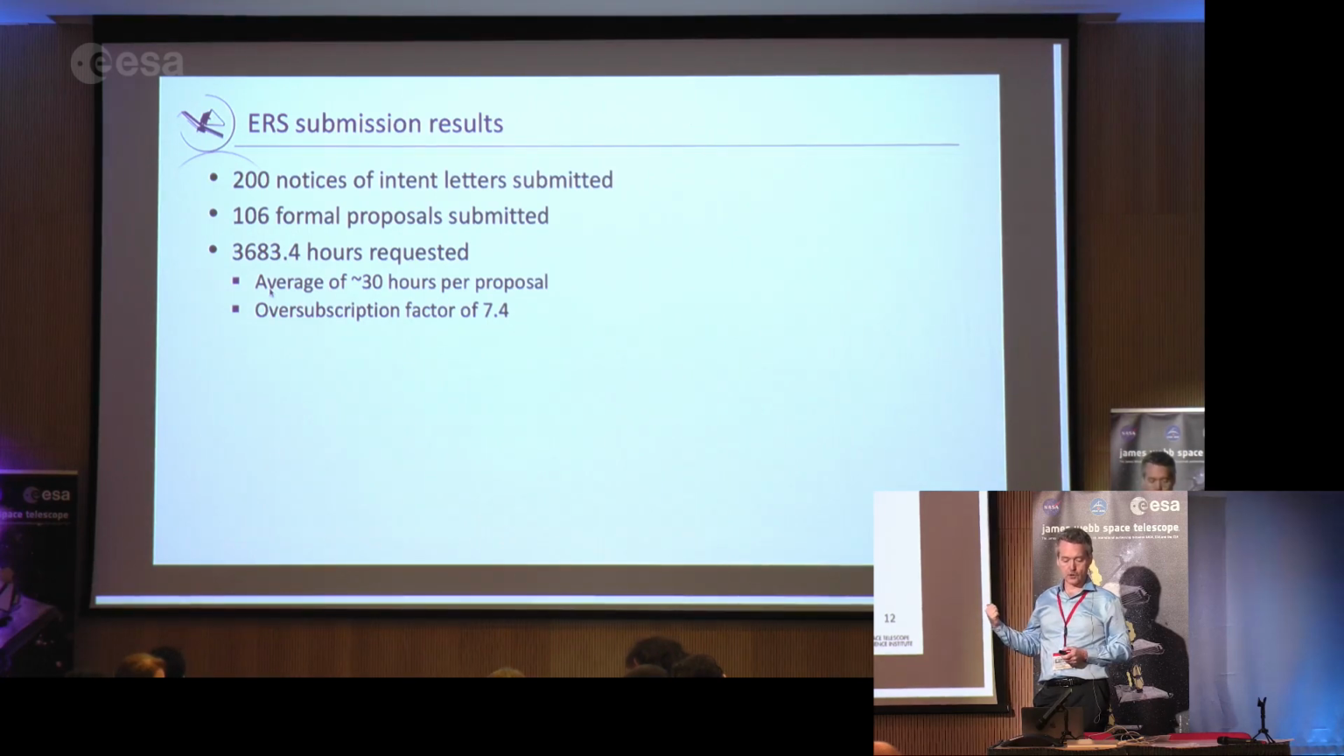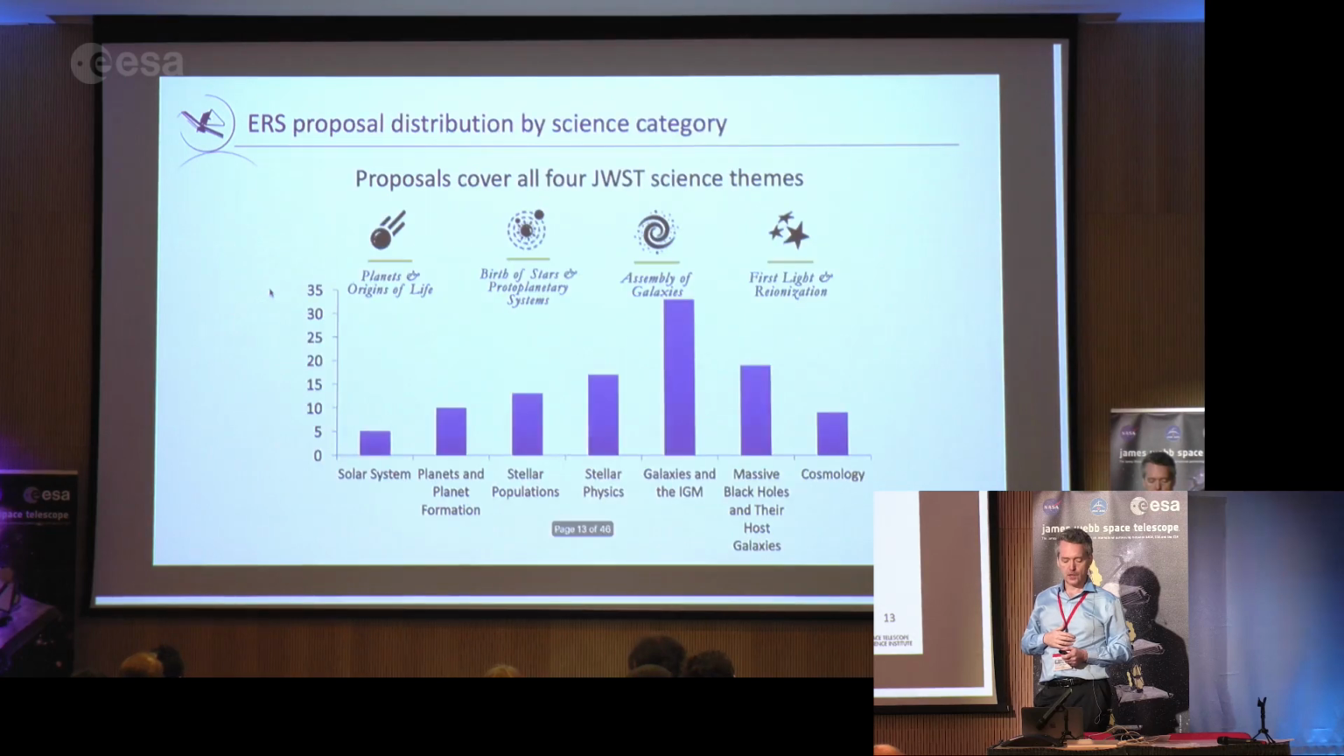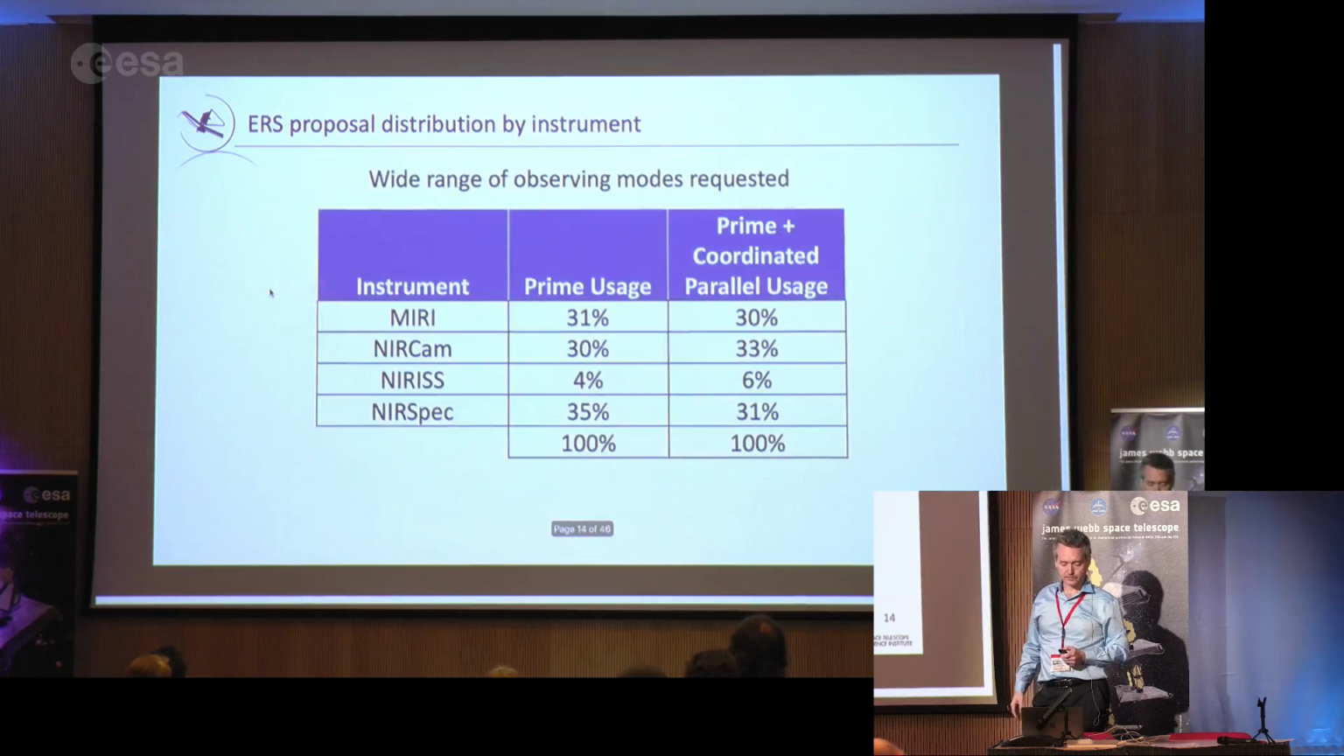So there were 200 notices of intent submitted. 106 proposals were actually submitted. The previous slide said up to 16 will be selected. So oversubscription is roughly a factor of 7. The average request was 30 hours per proposal. It covers a bunch of different science topics, solar system, planets and planet formation, stellar population, stellar physics, and so forth. Presumably your favorite topic is listed up here, or at least something close.